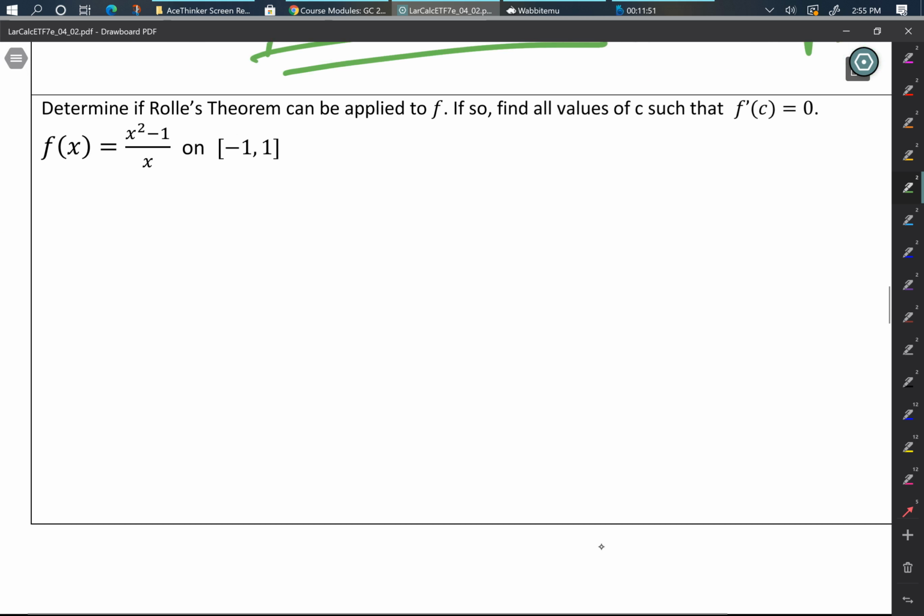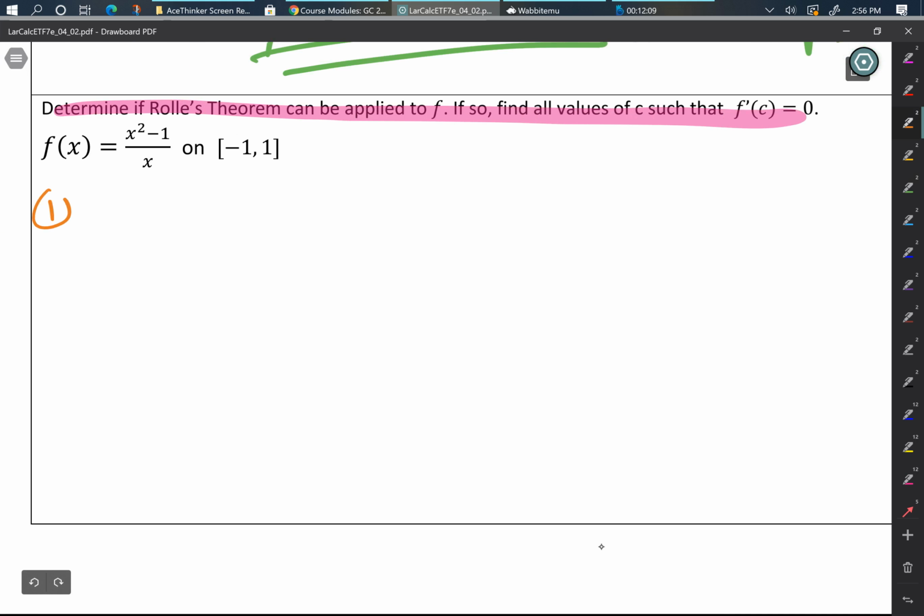Can I do Rolle's theorem on this one? Determine if Rolle's theorem can be applied to f. If so, find a value c such that f prime of c is 0. So the directions are the same. There's nothing in the directions that gives me a clue as to whether it is or is not going to work. The directions just tell me what to do. So I'm going to look at this one.